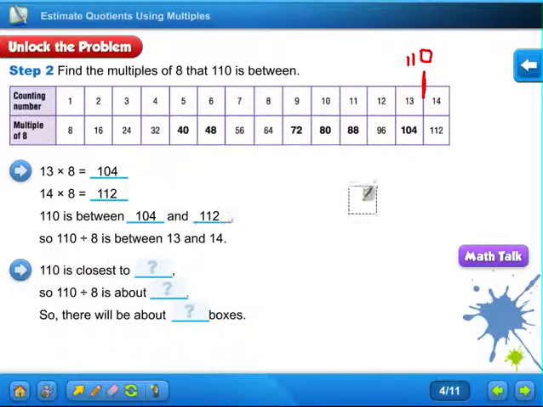110 is closest to what number here? Is it closer to 104 or is it closer to 112? It's closer to 112. So 110 divided by 8 is about 14. So there will be about 14 boxes.